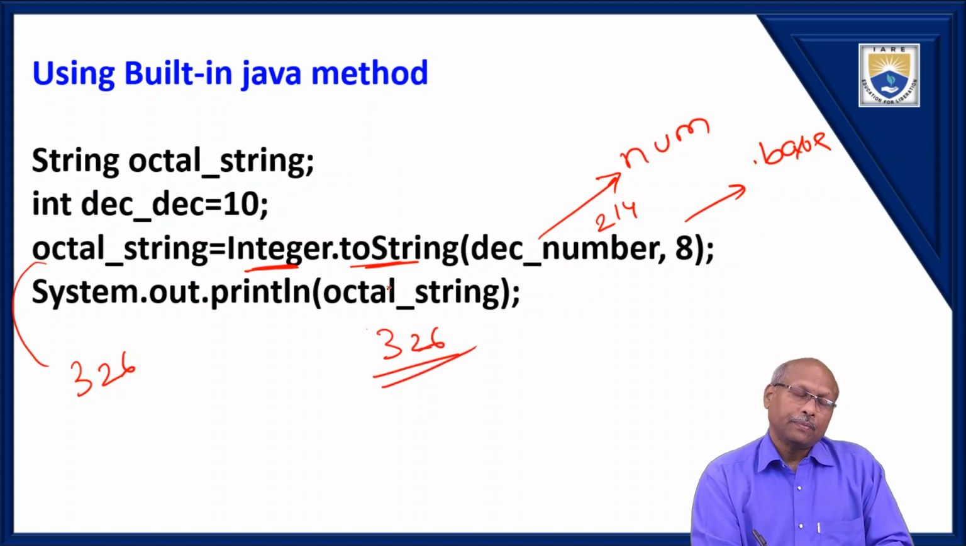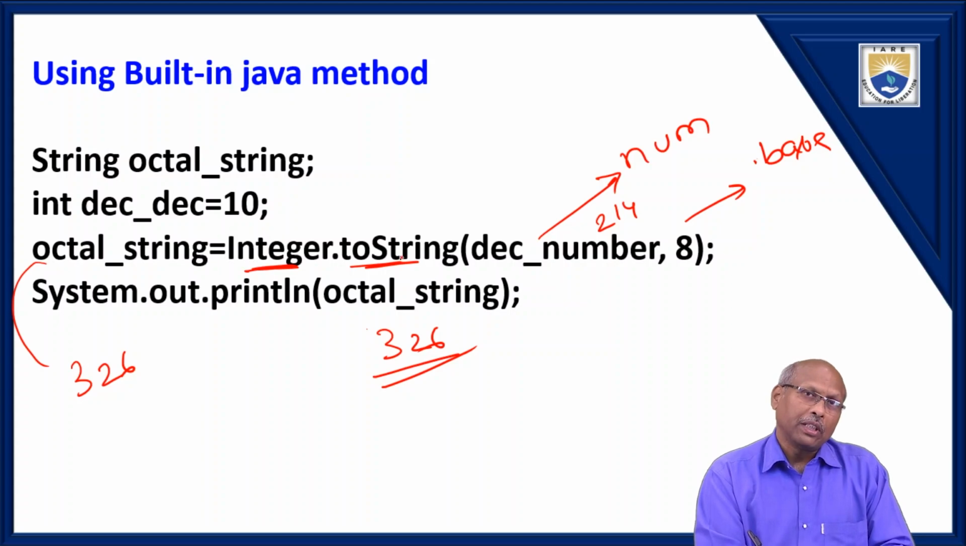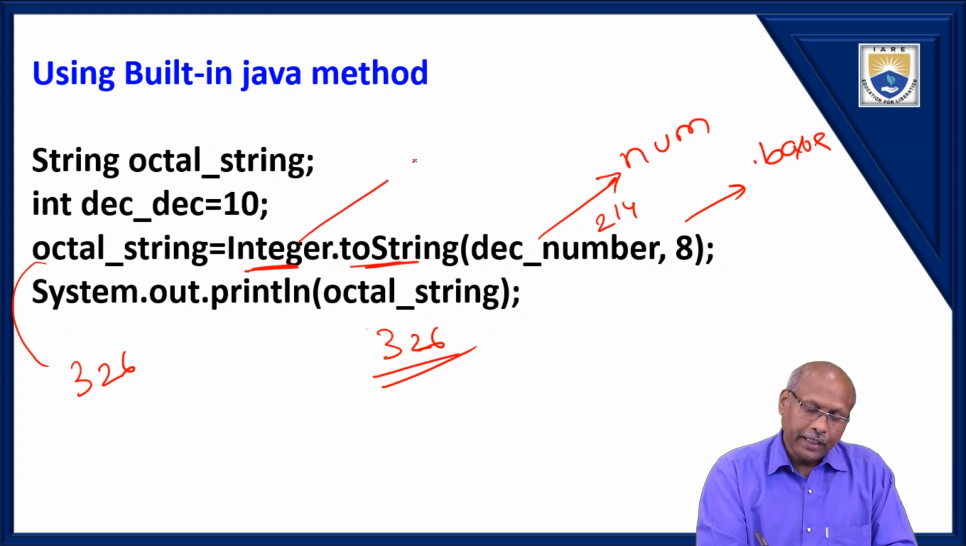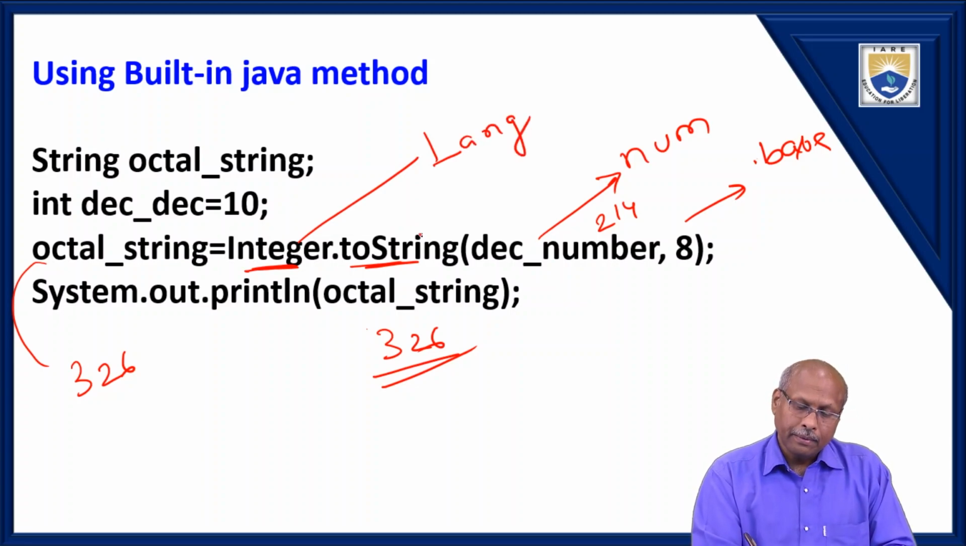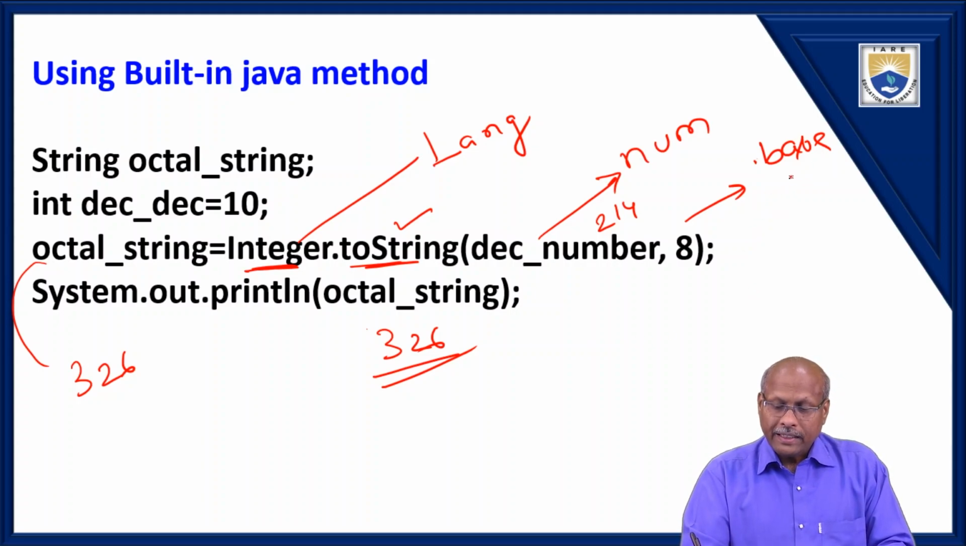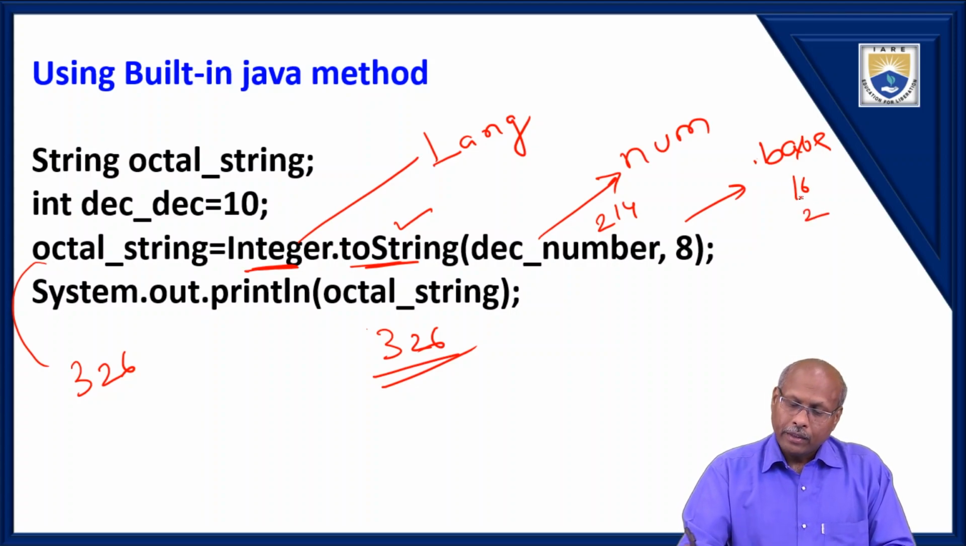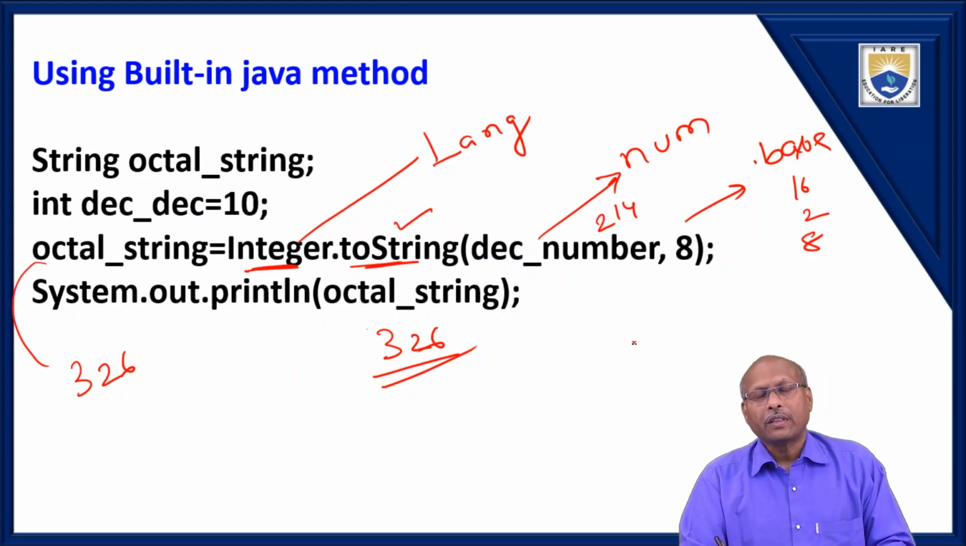So you can pass these to the toString method of the Integer class. Integer is a built-in class available under the lang package. In this Integer class there is a method called toString, to which you pass the decimal number as well as the base. Whatever base you give, you get the corresponding value. If the base is 16, you get hexadecimal. If the base is 2, you get binary. If the base is 8, you get octal. Based on the type of the base, you get the corresponding string.